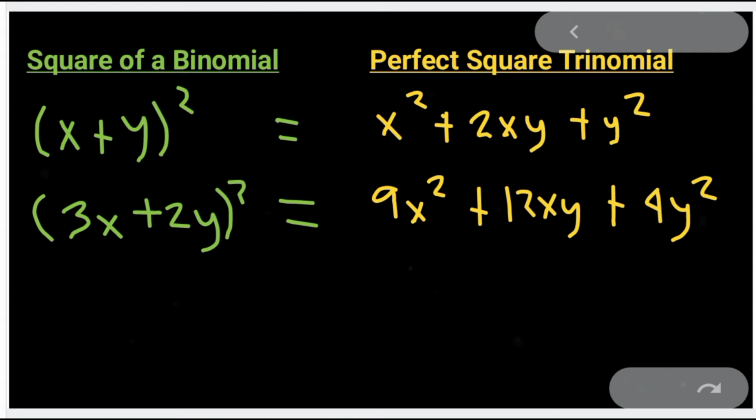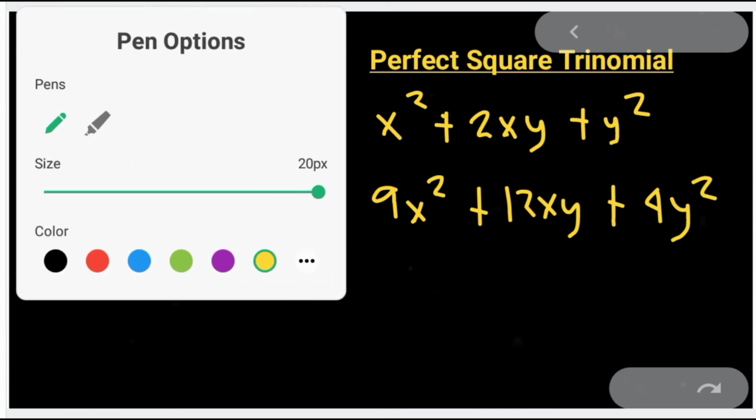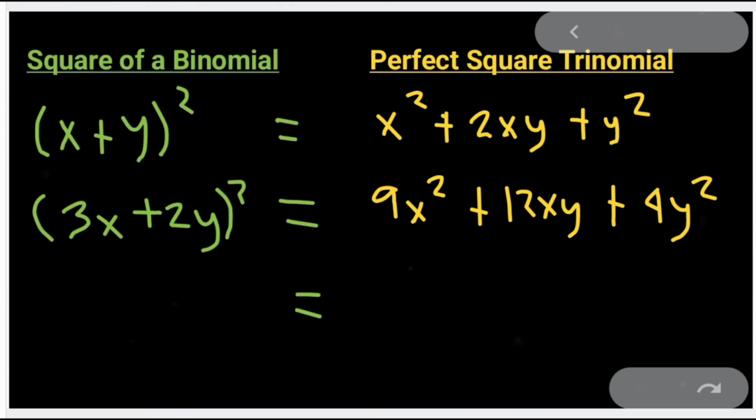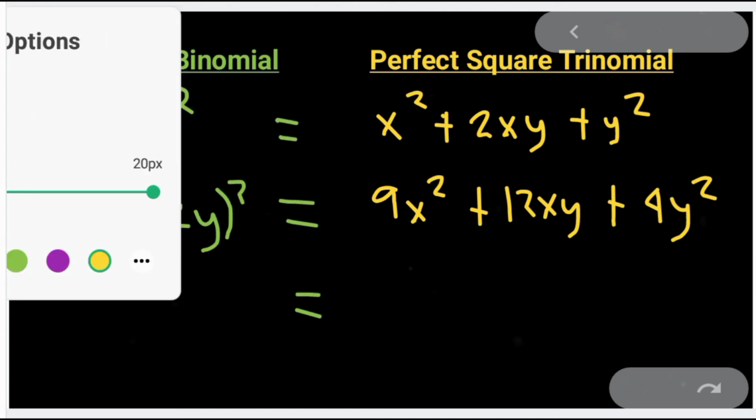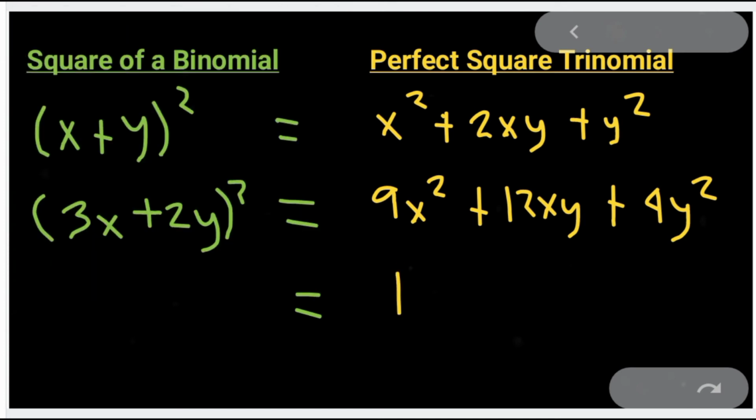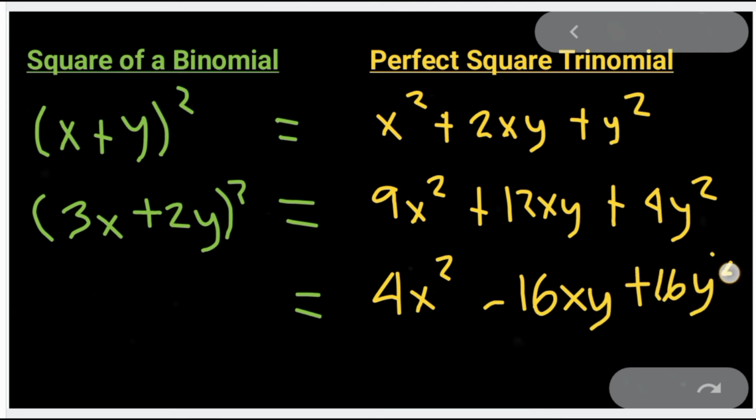So, let's try another example. What if we have a given perfect square trinomial? How are we going to convert it into a square of a binomial? So, for example, we have 4x squared minus 16xy plus 16y squared.